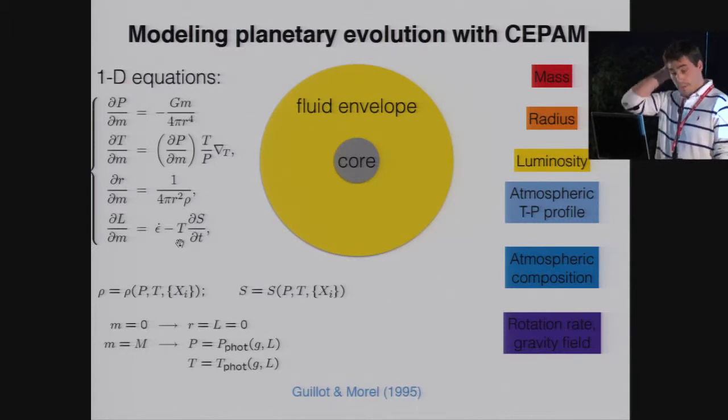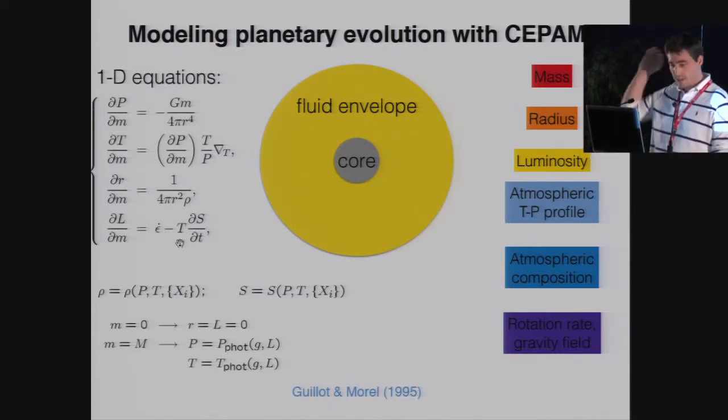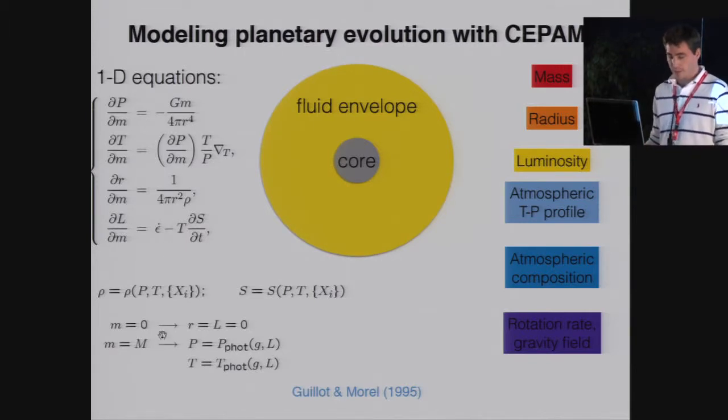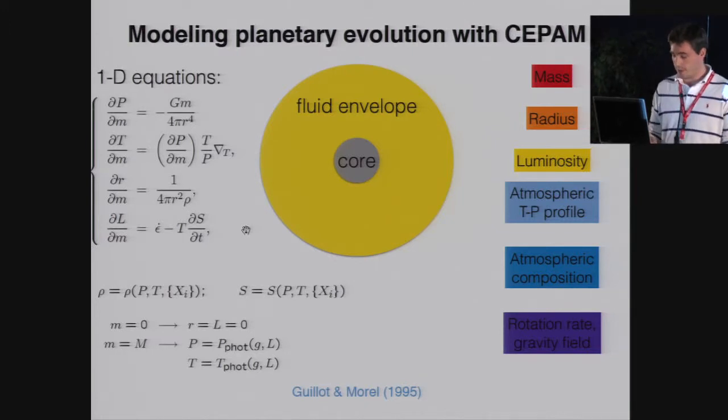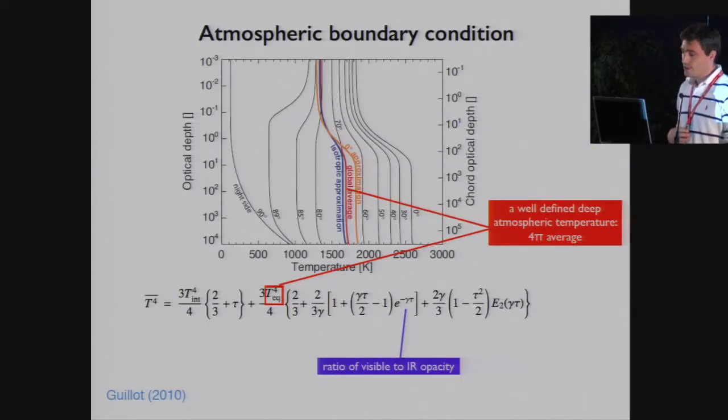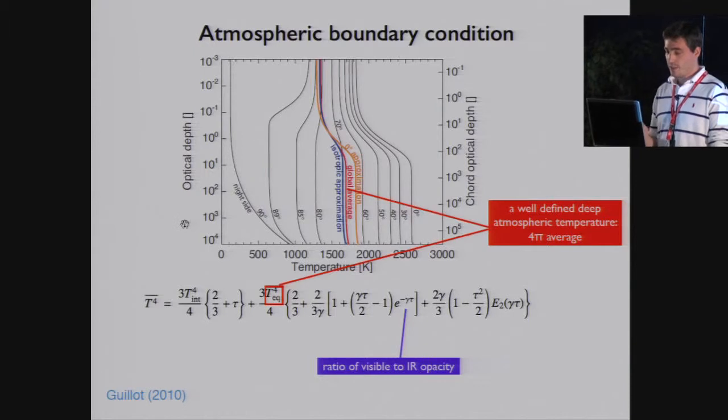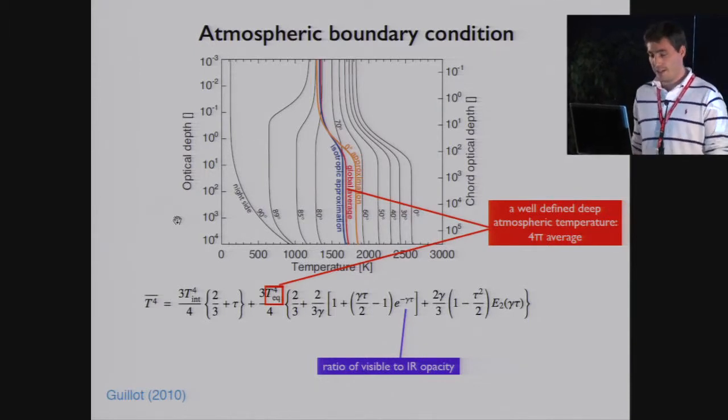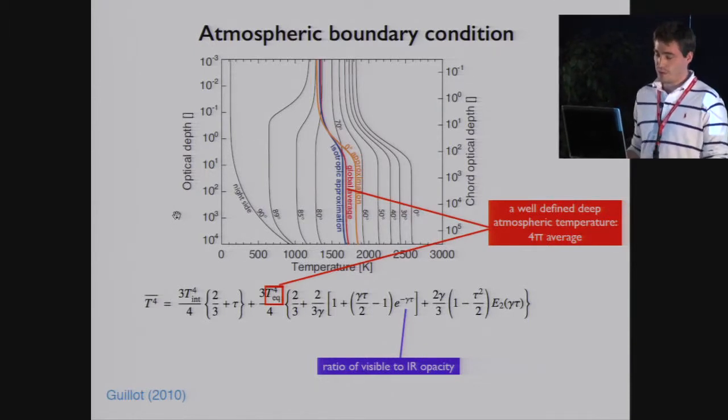For this problem, we have boundary conditions at the center: the mass must be equal to 0 and the luminosity must be equal to 0. And there is the boundary condition at the top of the atmosphere. For this boundary condition, we are using a Guillot 2010 model, for which there is a direct link between the equilibrium temperature of the planet and the temperature of the atmosphere.